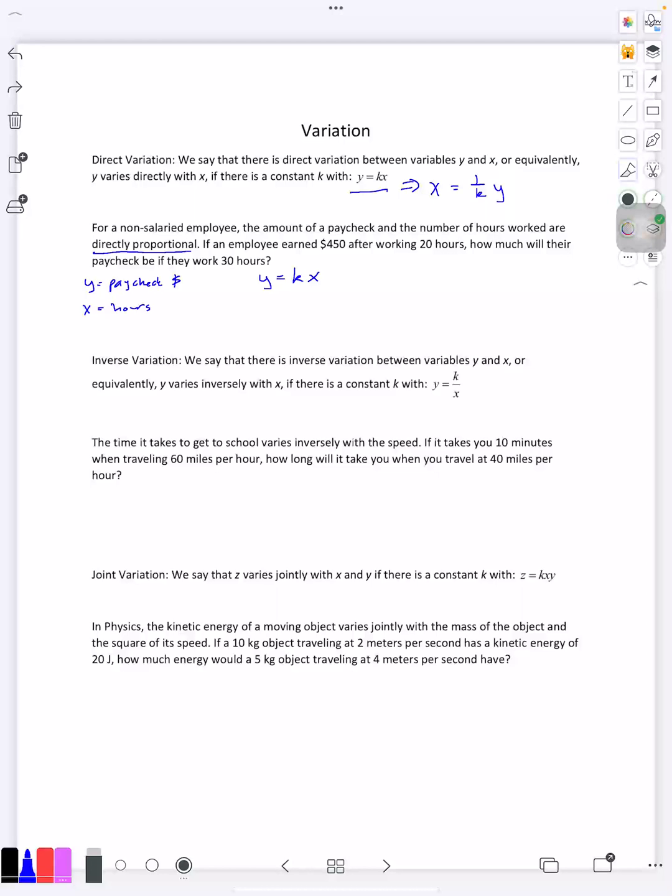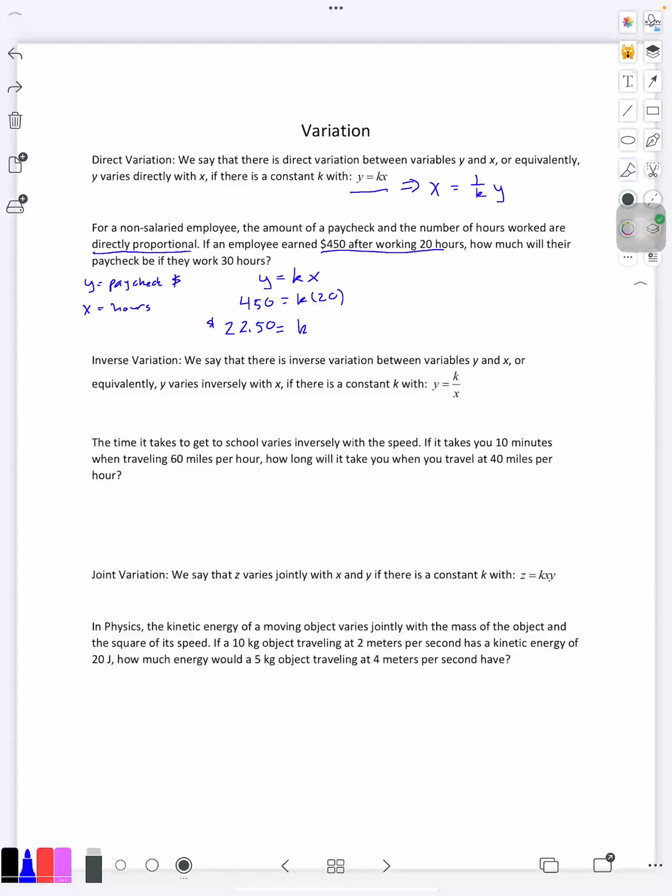So they tell us one piece of information: it's $450 when you work 20 hours. So the paycheck is $450, the hours is 20. And let's see here, we should get 22.50. Looks like that's what we should get. We do 450 divided by 20.